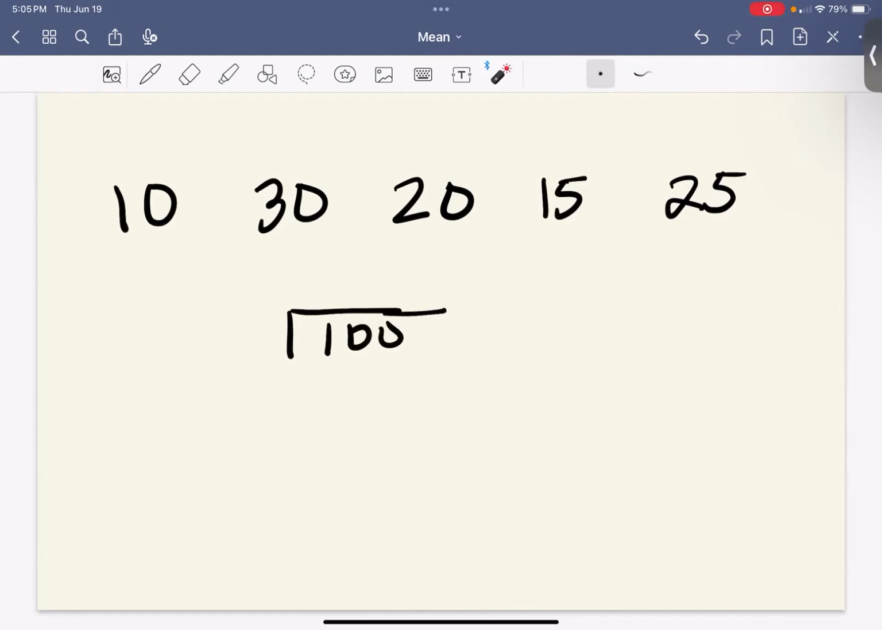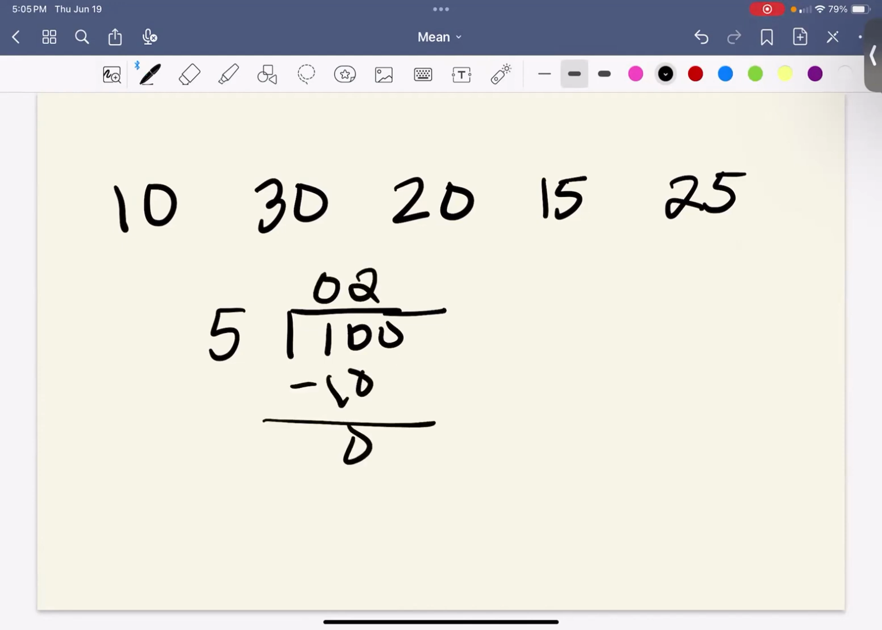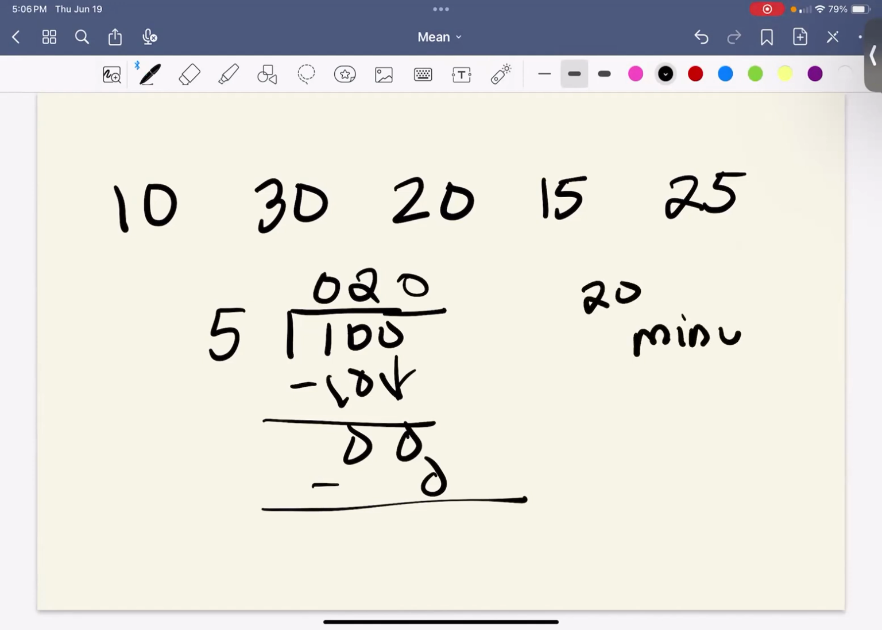And the amount of numbers we have in the data set is 1, 2, 3, 4, 5. So we have 5 numbers in the data set. So when I divide 100 by 5, I get 20. So my average amount of exercise is 20 minutes per day.